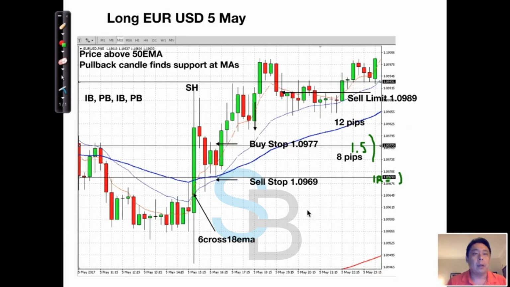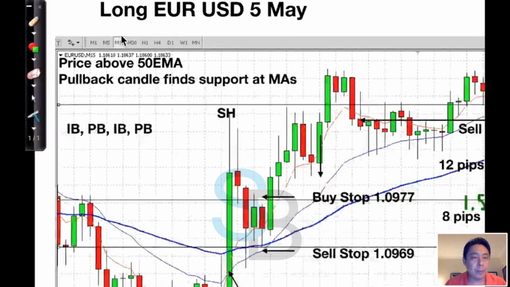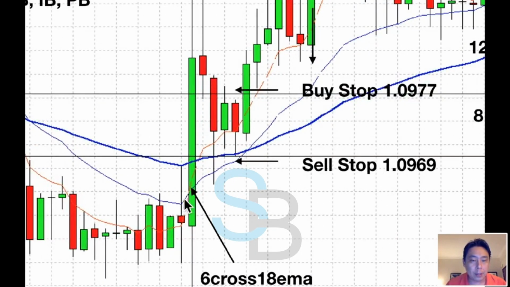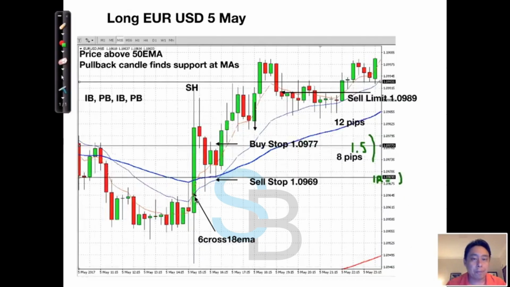Yet another example, long euro dollar 5th of May. Again, 50-minute candles. Let's take a close look. So that's the 6 18 EMA crossover. That's a signal. So remember that right at the cross, we have got the swing high candle. So this is the swing high. It's a really big swing high.